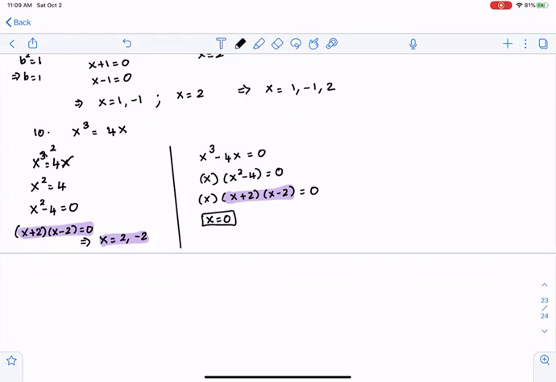So the solutions are x is equal to -2, 0, and 2. So it is imperative to note that you don't cancel the x's. If you cancel the x's, you will end up losing one of the solutions. So the better approach is the one on the right.